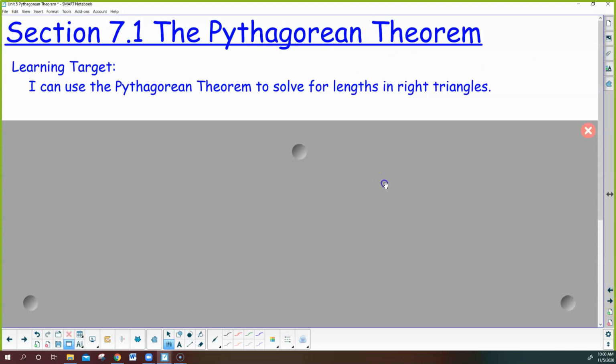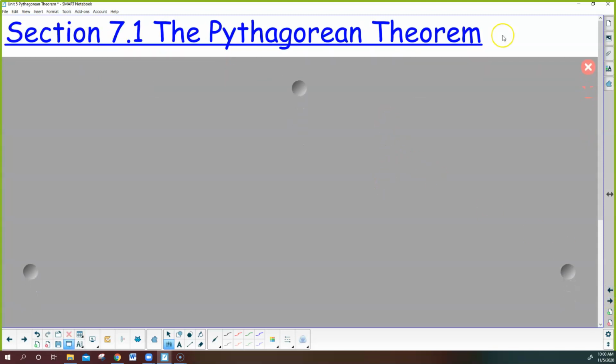Okay, I don't want you to write this first page other than the title. We're starting Unit 5, and I will say Unit 5 is probably the absolute most important unit that we are going to learn this year. It is the one that you will use in pretty much every day of your math career from here on out, because it's going to do Pythagorean theorem, special right triangles, and trigonometry.